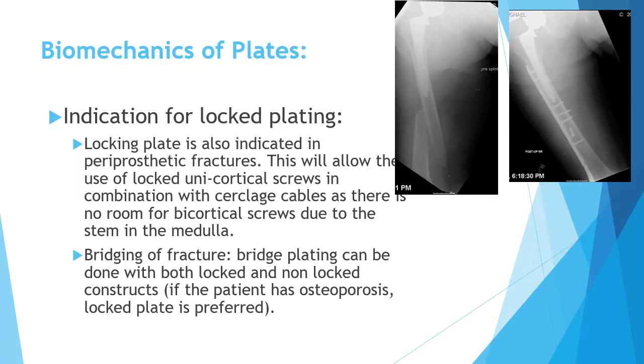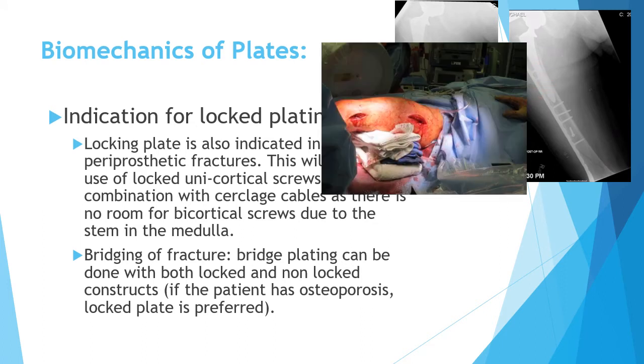Another indication for using the locking plate is periprosthetic fracture. If you see here is a periprosthetic fracture, as we're going to discuss these fractures in detail in the chapters on total hip arthroplasty, periprosthetic fracture. But in general, you need to put fixation in this part. You cannot use a bicortical screw because the stem of the total hip is in the medulla. So in this case, we use a locking plate. If you see, the two screws proximally are unicortical locking screws.